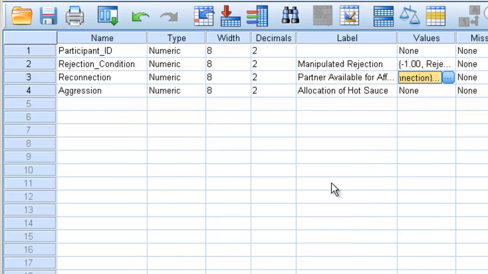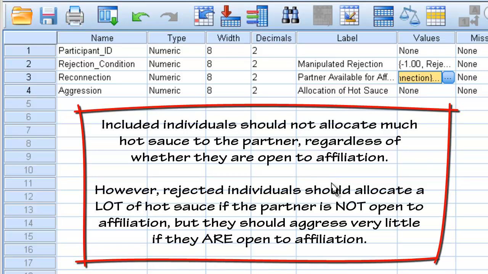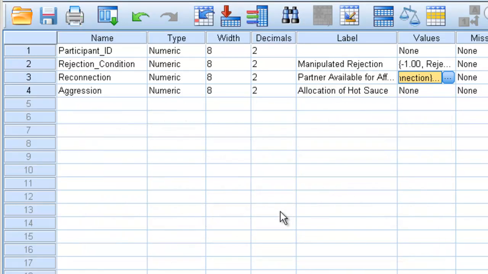So our hypothesis is that although included individuals probably should not allocate hot sauce to people, regardless of whether or not they're available for affiliation, rejected people also will not allocate hot sauce to someone, especially if they know the person doesn't like it. Hot sauce would be really kind of disgusting if you don't like it. But this will only be true if the person is available for reaffiliation. If the person has enough friends, I don't really need another friend, then a rejected person might actually allocate quite a bit of hot sauce to them.